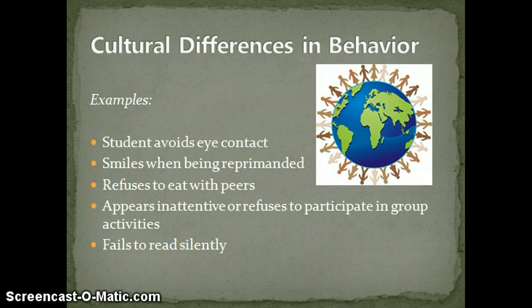They might refuse to eat with peers because they're unaccustomed to eating with anyone but members of their own family. They might appear inattentive or refuse to participate in group activities when maybe in their culture they are used to learning by observing and imitating rather than just listening to a lecture. And they might fail to read silently. In their culture, they might be used to seeing and hearing reading as an oral activity, or they just might automatically assume they need to read out loud.